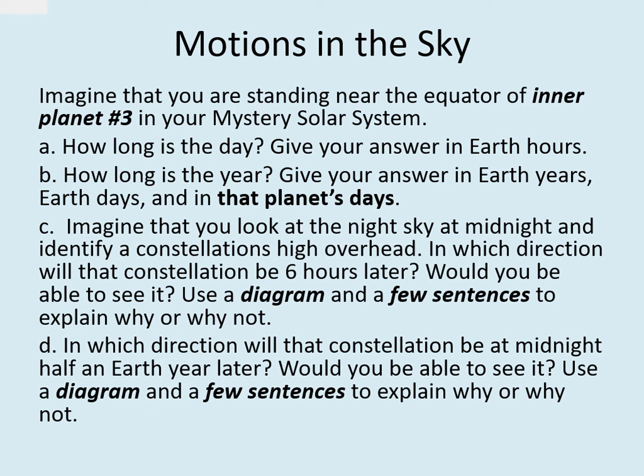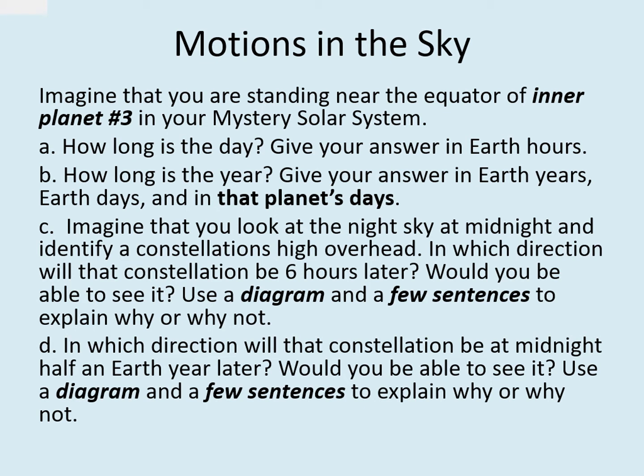The first part asks how long the planet's day is in Earth hours. This is really easy since this is given right on your mystery solar system table. Remember, it's the spin of the planet that determines how long its day is. So you can just copy the value straight off the table. It's already in the right units. The other parts take a little more work.